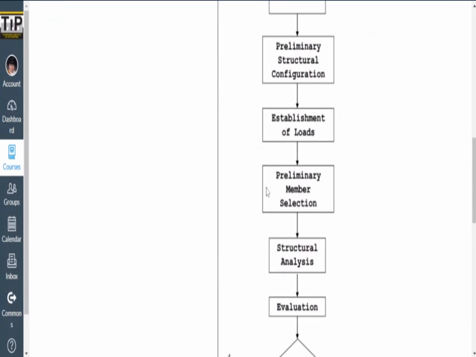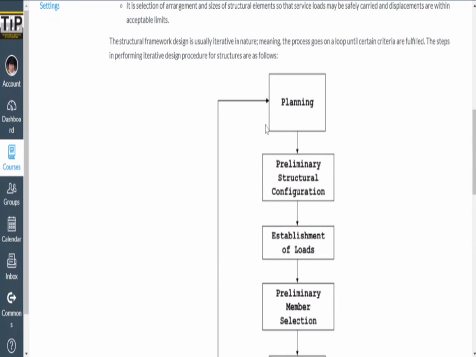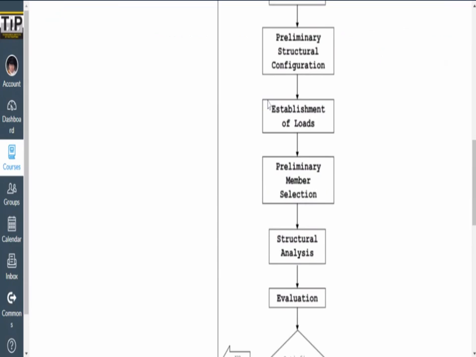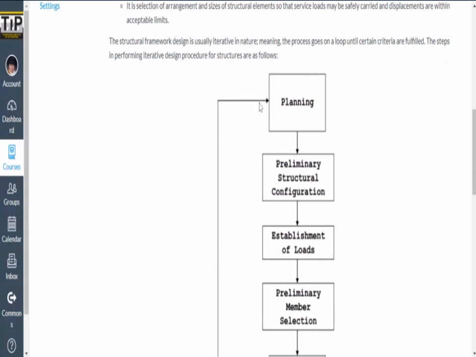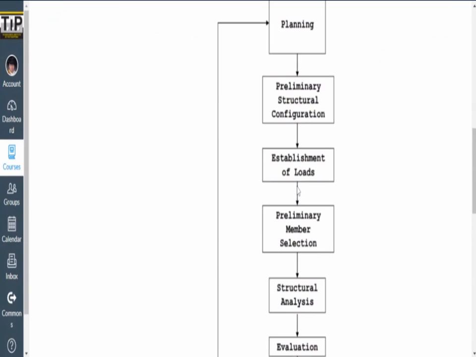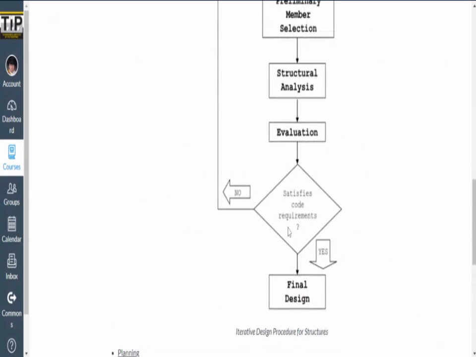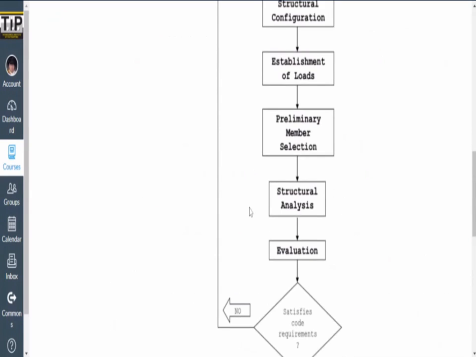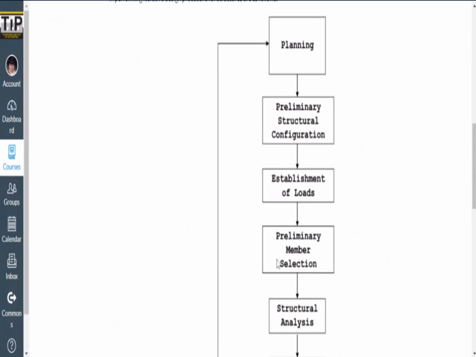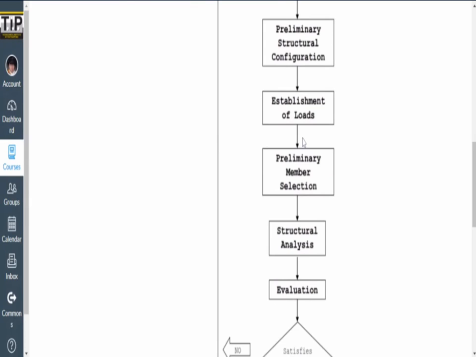It can be here or here or here or as far as here. So you will not always repeat at the planning process. You may repeat it here. It depends on what specific code requirements were not fulfilled during the evaluation. So it depends on where you will repeat. But it can go as far as the planning stage.